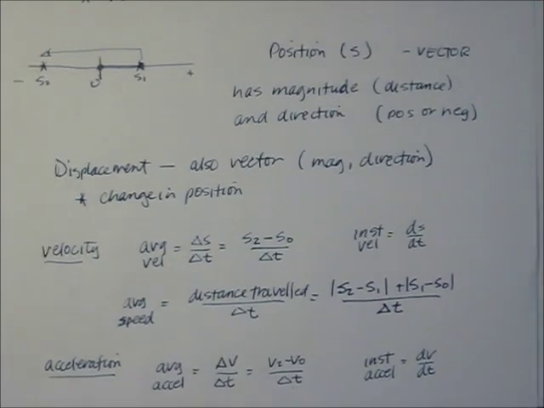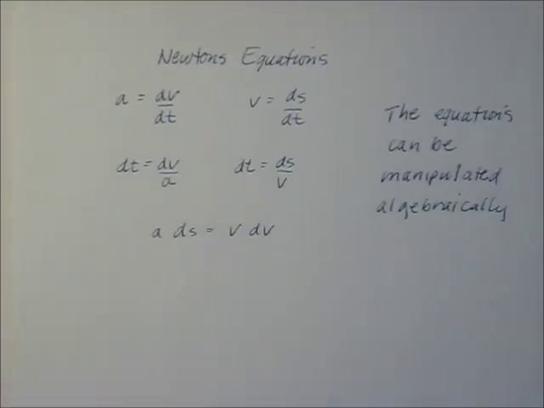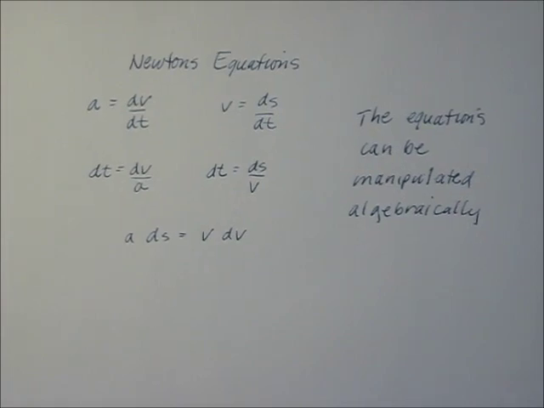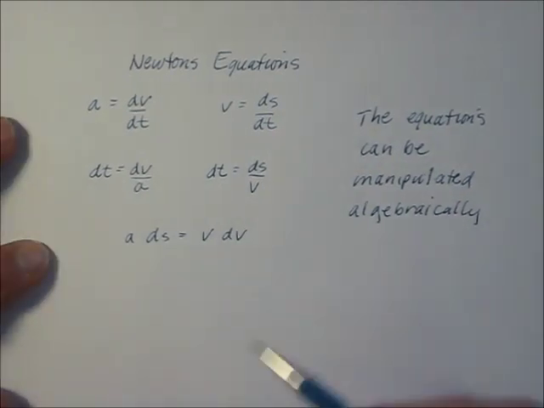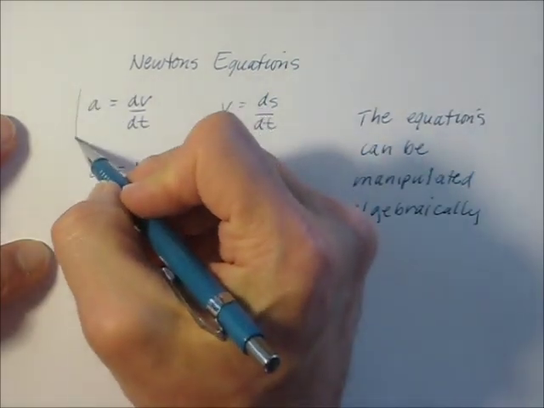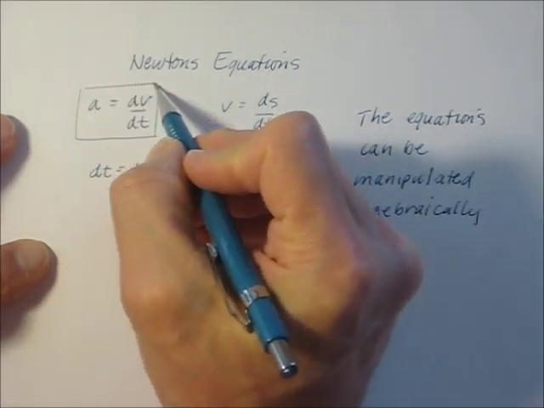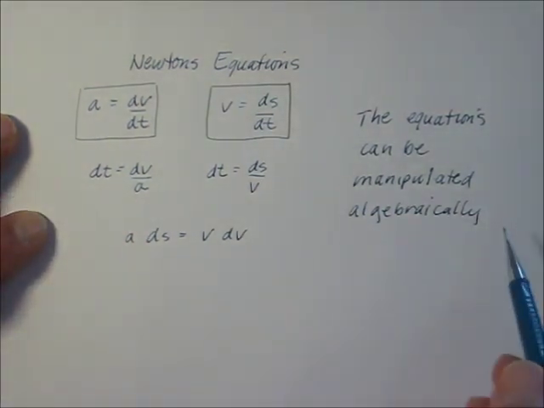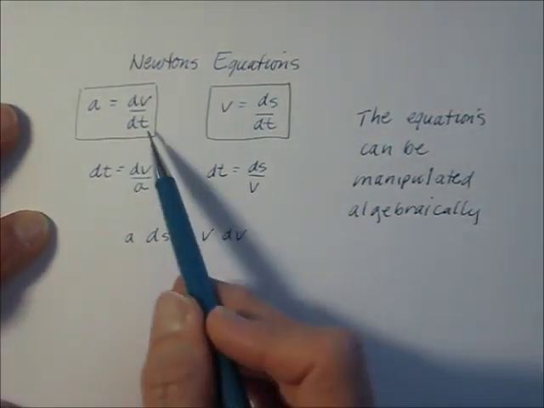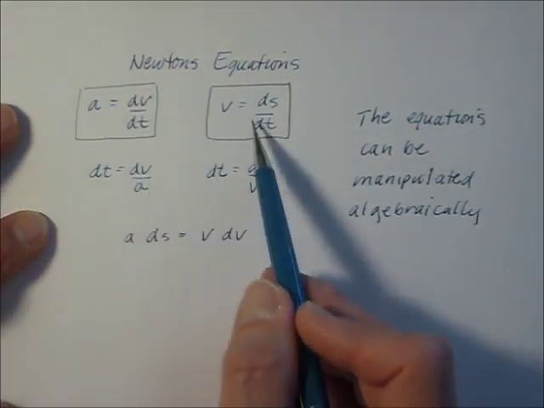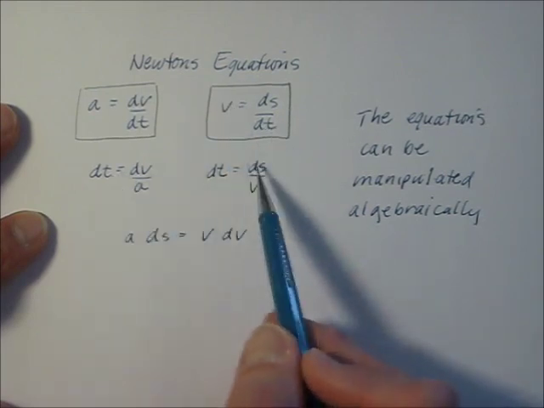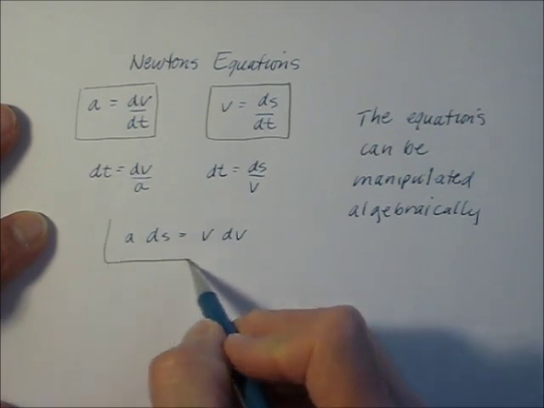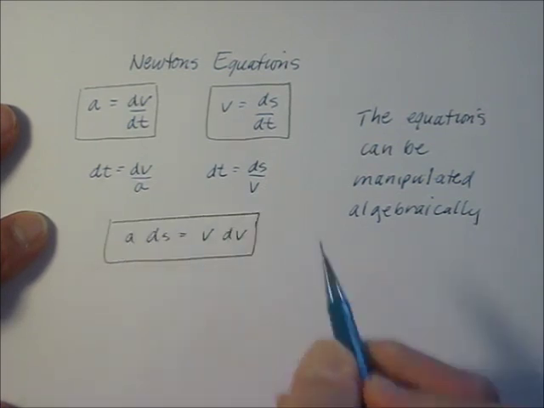Okay, so we're going to start with Newton's equations. And Newton defined the velocity and acceleration, as we talked about on the first page, as a is equal to dv dt, and v is equal to ds dt. Now these can be manipulated algebraically. In other words, I can set this one equal to dt, and I can set this one equal to dt. Then I set those equal to each other, and then I can combine these two equations, and I can get this third equation.